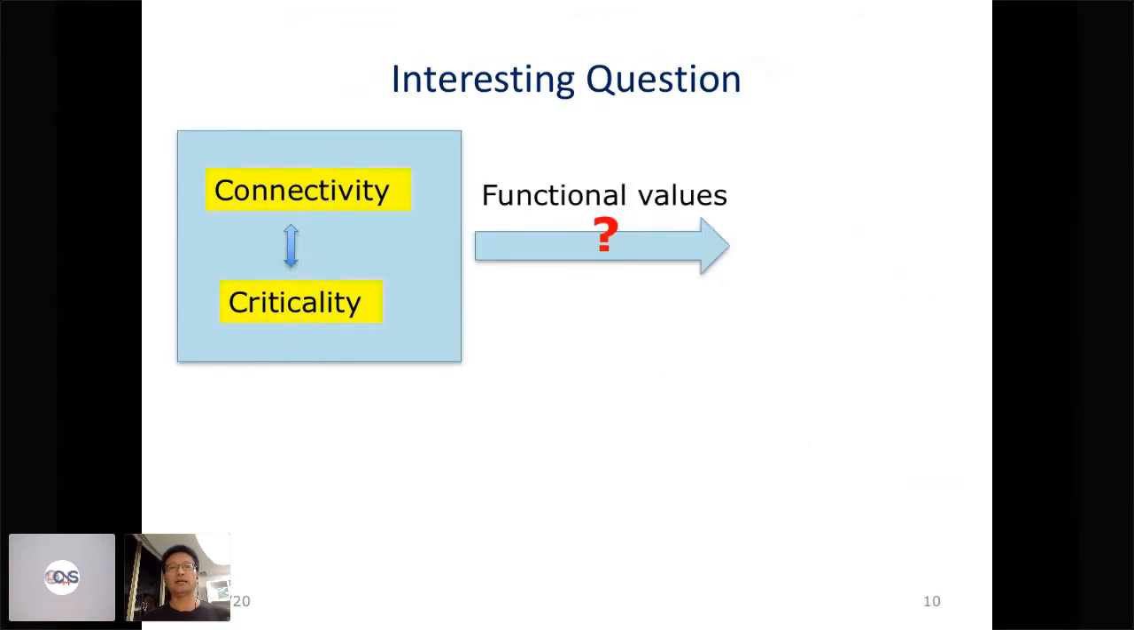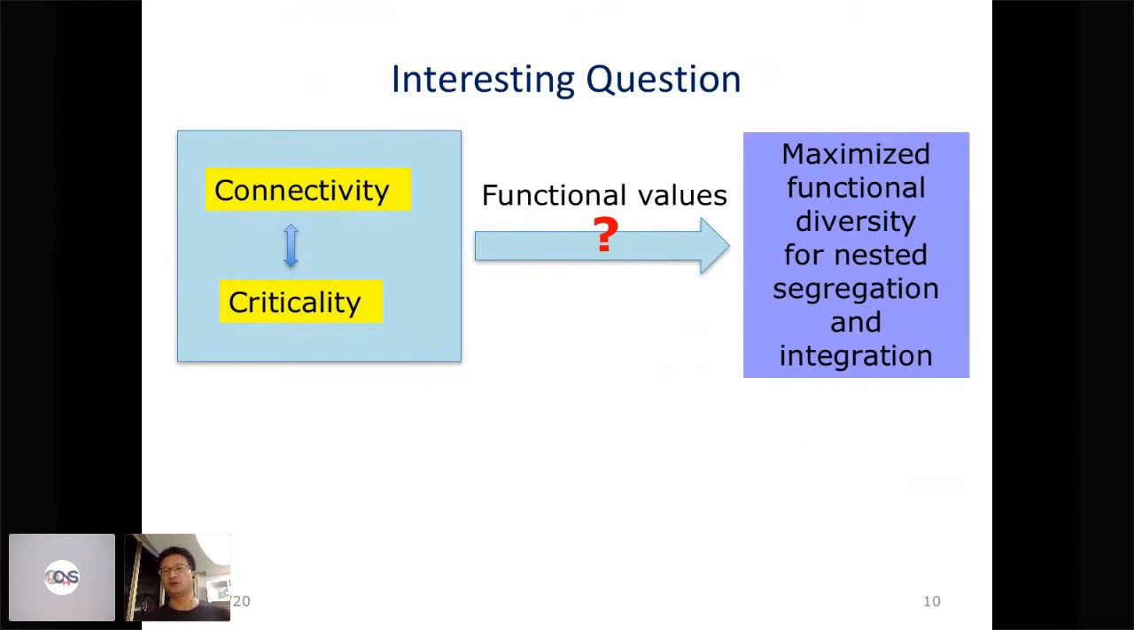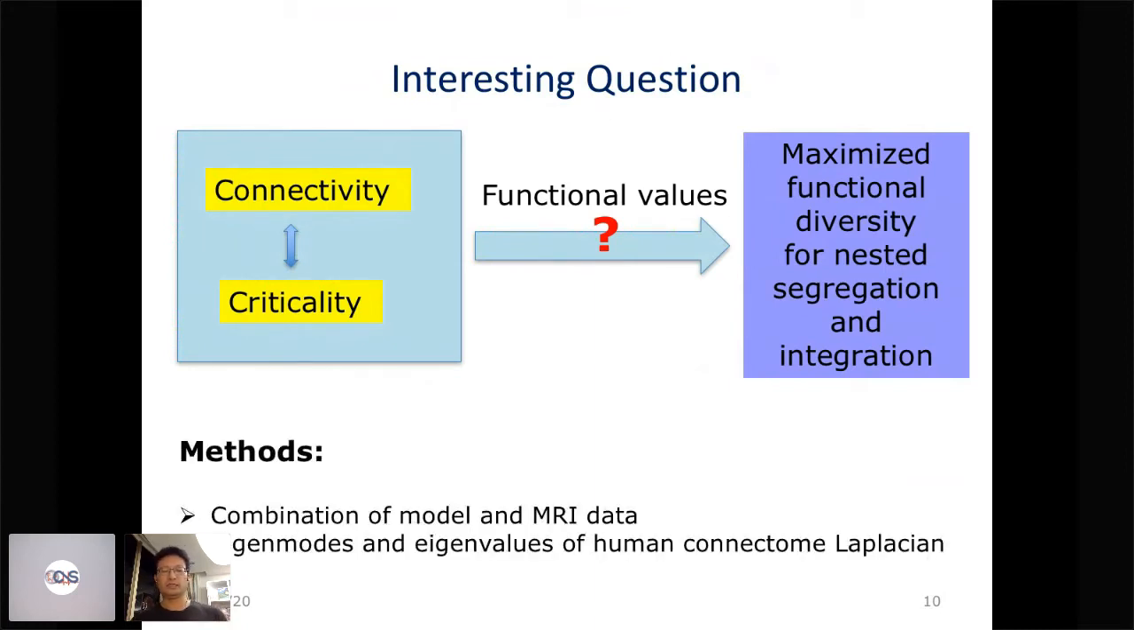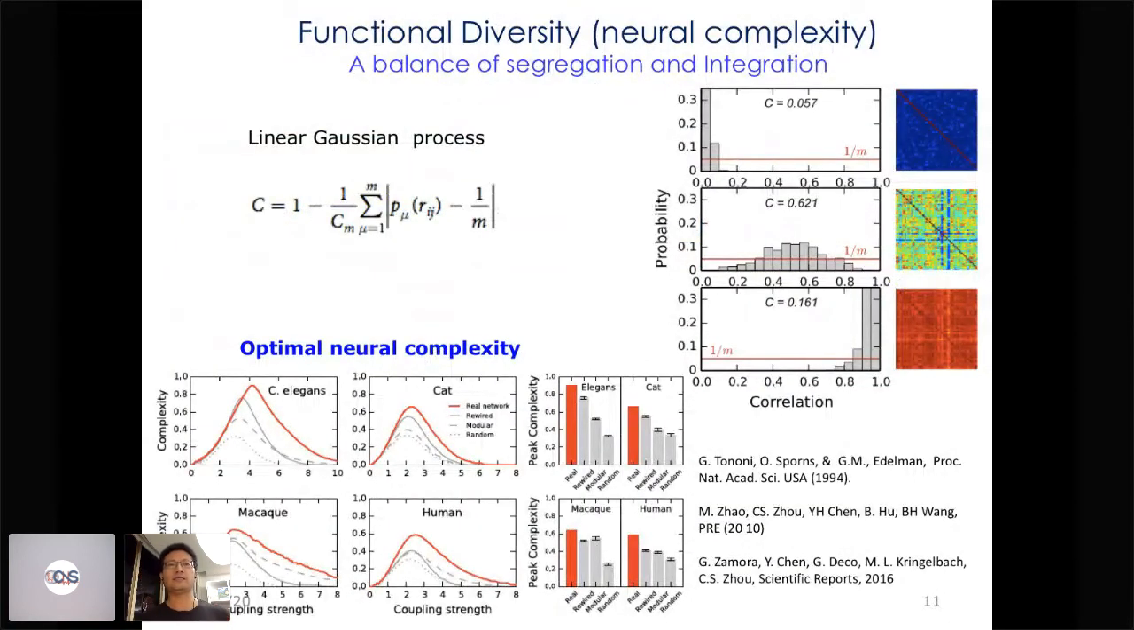Here I want to show you that the combination of this architecture and the dynamical states can maximize the diversity in our functional interaction. This will allow the system to have segregated or integrated processing across many levels. The method we used for this study is a combination of a simple dynamical model with the analysis of empirical data. We also use eigenmodes, the eigenvalues of the network Laplacian, to understand how this complexity emerges from the structure. Now let me introduce how we characterize this functional diversity, which earlier people called neural complexity. When a neural circuit is coupled, the coupling induces the ability of integration, but you hope some subsystems can be relatively segregated or independent from others.